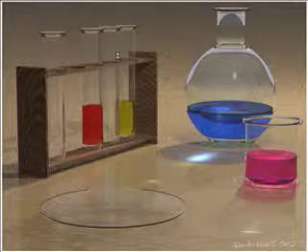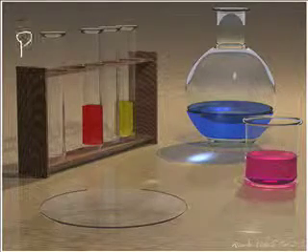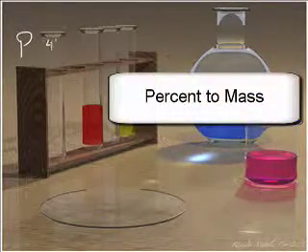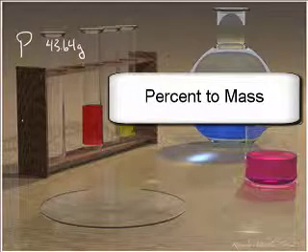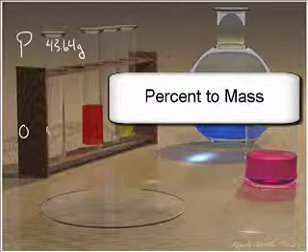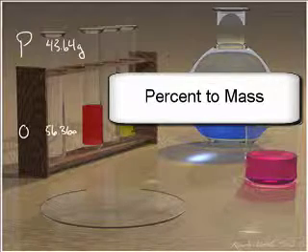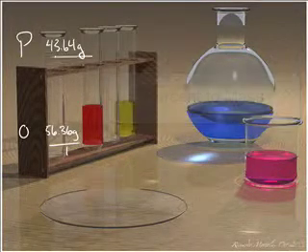So, percent to mass. Phosphorus is 43.64 grams, and oxygen is 56.36 grams, because it's percent to mass.